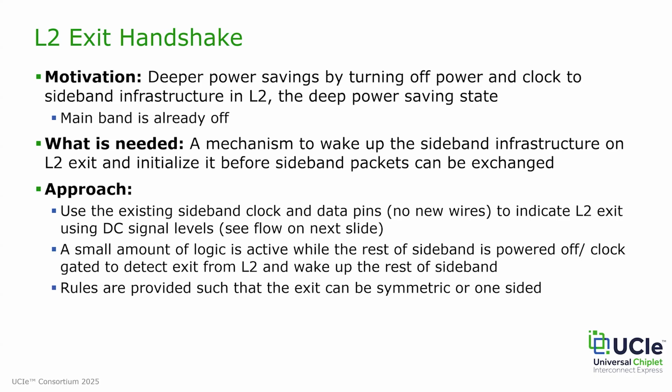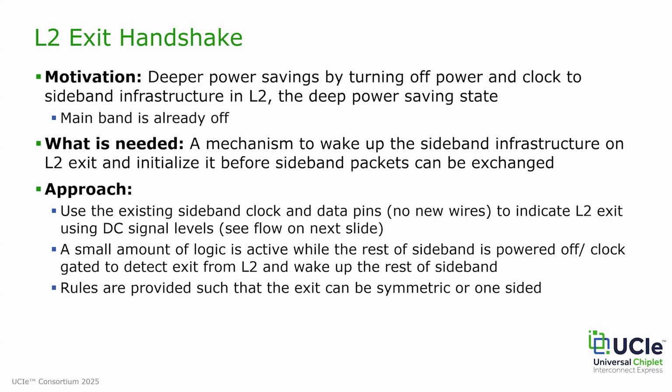So what we did with 3.0 is, of course we had the option before 3.0 to just clock gate the sideband, but we wanted it to be power gated to a large extent. So we utilized the same existing sideband clock and data pin to indicate L2 exit using DC signal levels. We'll see that in a picture shortly. With that, a small amount of logic needs to be active to detect the toggle in the sideband clock and data. Other than that, the rest of the sideband logic can be completely power gated, right? So this will result in very aggressive power savings.